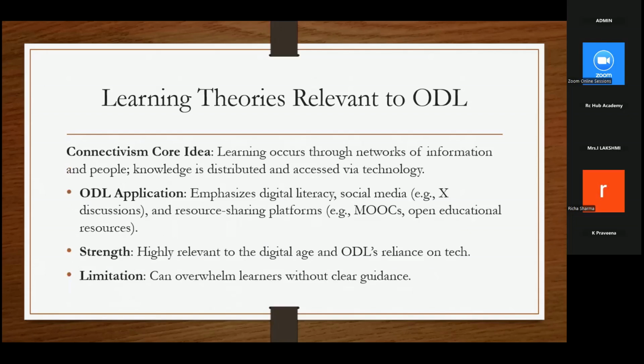And the next one, connectivism, the core idea. Ultimately, what is the main purpose of this core idea? How networks and people are going to access and distribute their knowledge. So this is the core idea of connectivism.